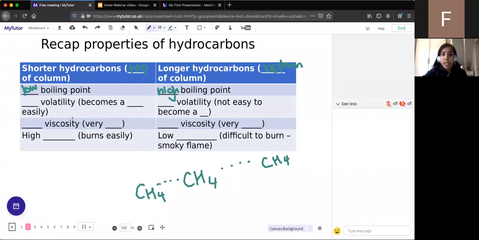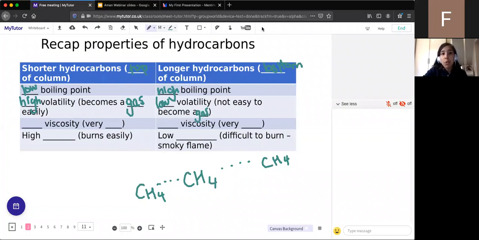Okay, what does volatility mean? I've got a clue: it's about how easily something becomes something. So what does volatility mean? Anyone remember? Good, it's about how easily it becomes a gas, not a liquid. Great, so shorter hydrocarbons, do they have a low or a high volatility? Do they become a gas easily? Good, they have a high volatility, and exactly, it's because they do become a gas easily. So we say high volatility, and it's about becoming a gas easily. And then conversely, the longer hydrocarbons have a low volatility, and it's not easy for them to become a gas.